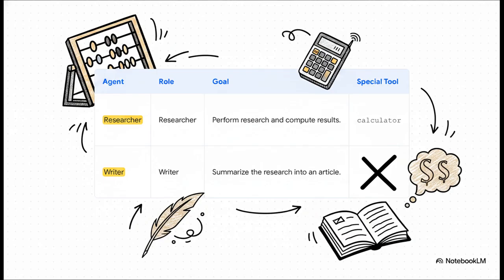And notice that special tool column? Yep, we've given it our brand new calculator tool. Then we have the writer. Its job is just to summarize the results. And crucially, the writer does not get the calculator tool. Why? Because it doesn't need it. We're giving the right tool to the right specialist for the job.